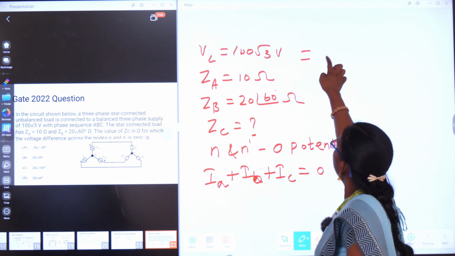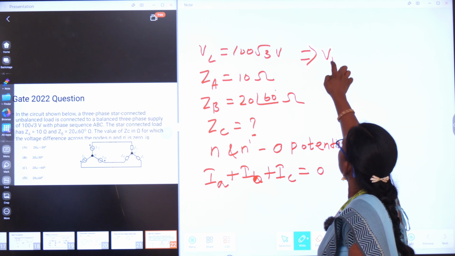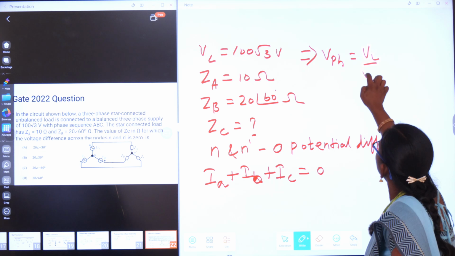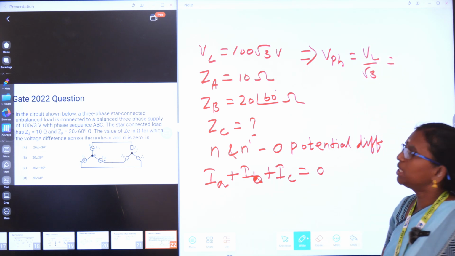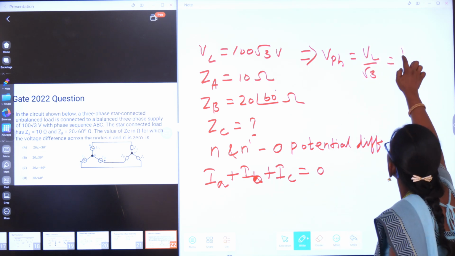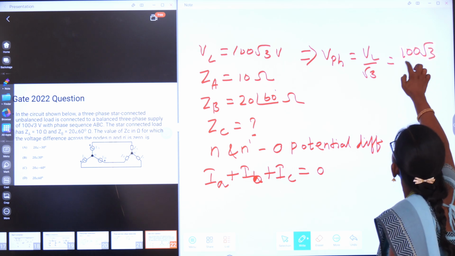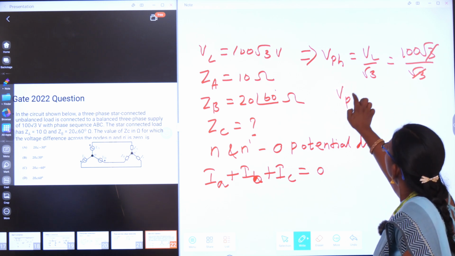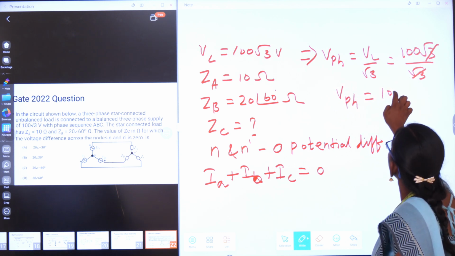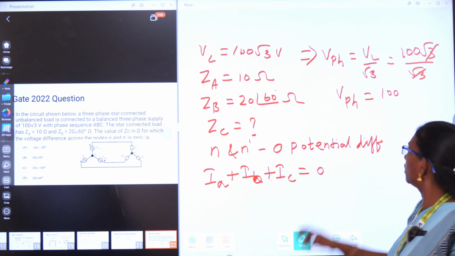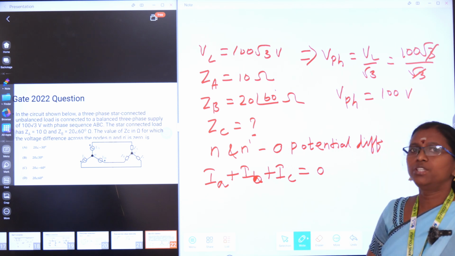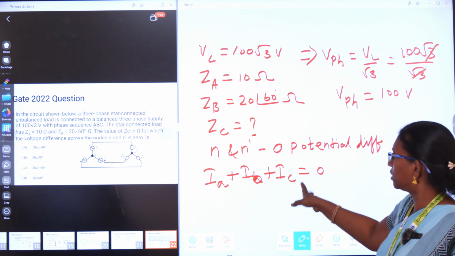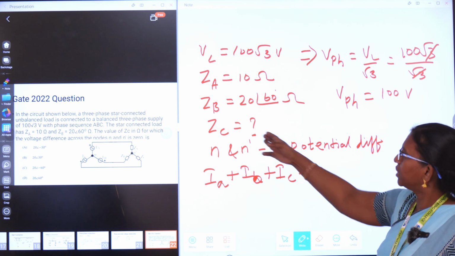We find the phase voltage. V phase is equal to VL by root 3. VL is given already as 100 root 3, so 100 root 3 divided by root 3, the root 3 gets cancelled. V phase is 100, so the phase voltage is 100 volts. Now we need to find the current through A phase, B phase and C phase. After finding that, we can find ZC.